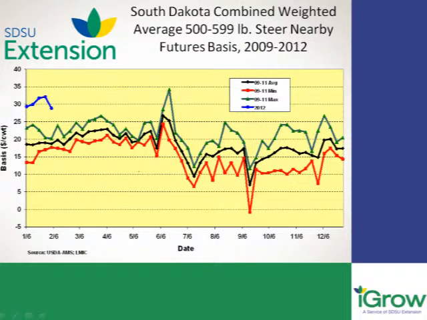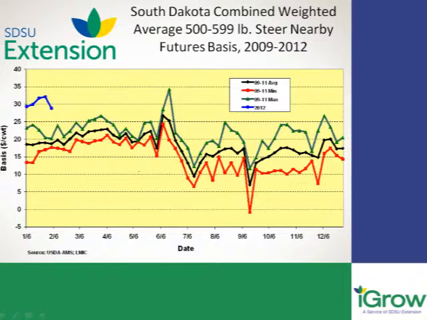Here I'm showing you the basis for 500 to 600 pound steer calves in the South Dakota combined weighted average market. So an average of about 7 sale barns across the state of South Dakota, and I'm showing you on the black line on this screen the average from 2009 through 2011. The blue line is actually where basis was the first month and a half or so of 2012. So again, this is the cash price minus the futures price.